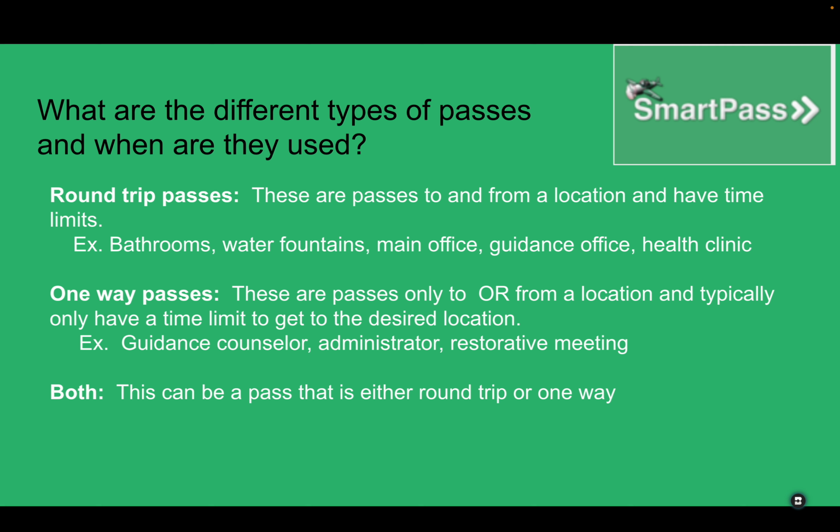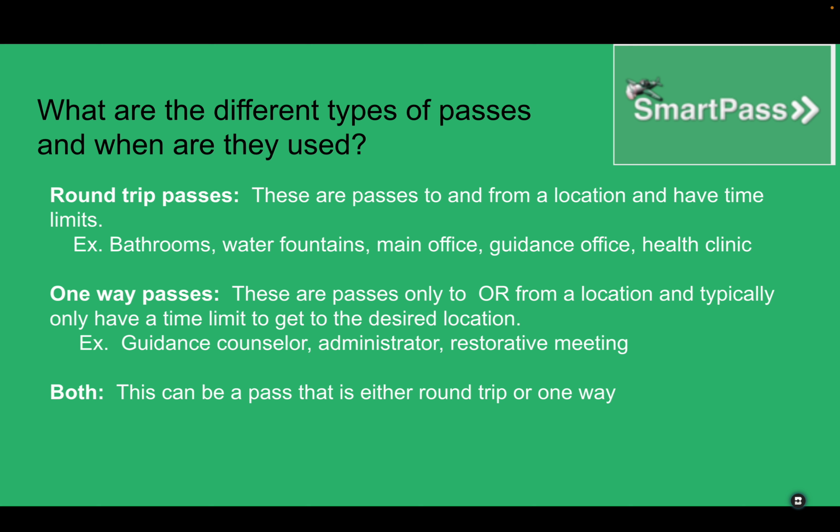We will be having two different kinds of passes here in the school. The first are round trip passes. These are passes to and from a location, and they have a predetermined time limit. For example, if you are in Mrs. Murphy's anatomy and physiology class and you want to go get a drink of water, you will be generating a round trip pass because you'll leave her room, go to the closest water fountain, and then return to her classroom.